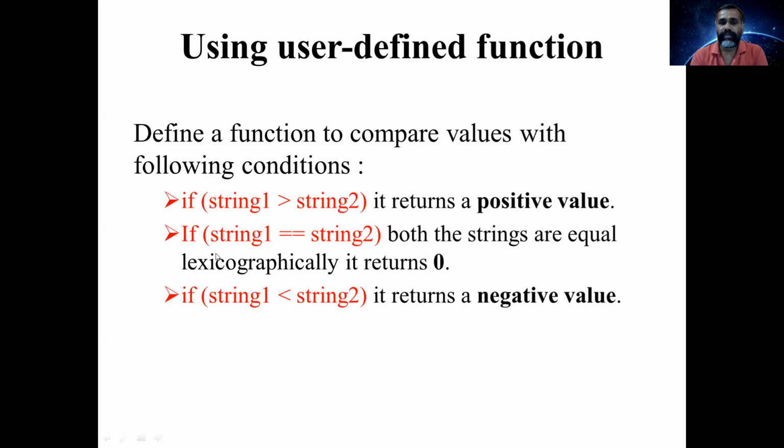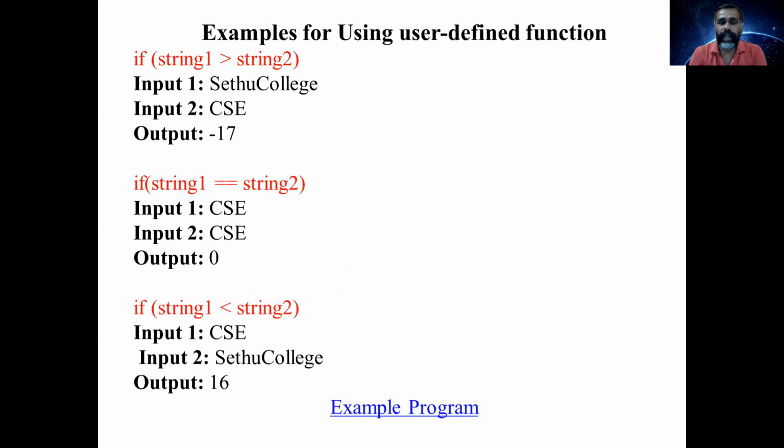And second condition, if string 1 is equal to string 2, if the 2 strings are equal, then it returns a 0. And third condition, if string 1 is less than string 2, it returns a negative value. So we have to keep in mind these three conditions to be implemented in the function for comparing two strings. For example, using a user defined function, here is first condition, if string 1 is greater than string 2.